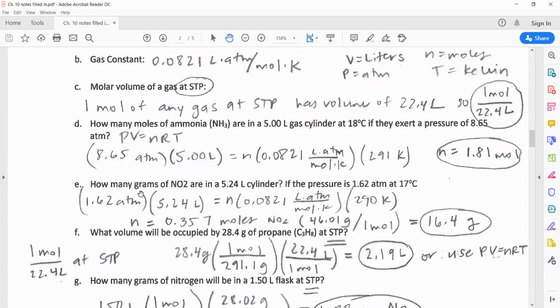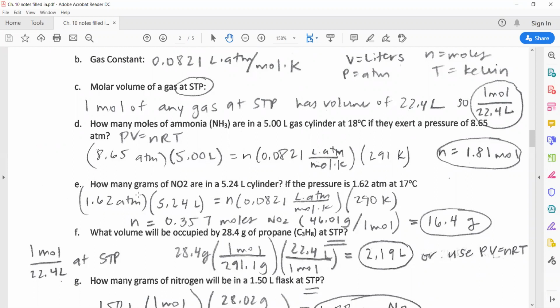The next one says how many grams of NO2 are in a 5.24 liter cylinder if the pressure is 1.62 atmospheres at 17 degrees Celsius. So I'm looking for grams. You'll notice PV=nRT does not have grams, but it has moles. And remember, if I can get to moles, I can always jump over to grams.